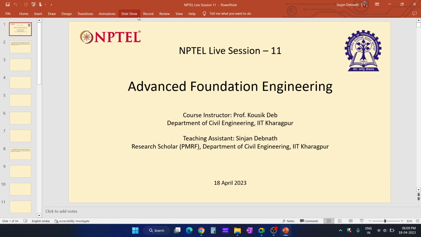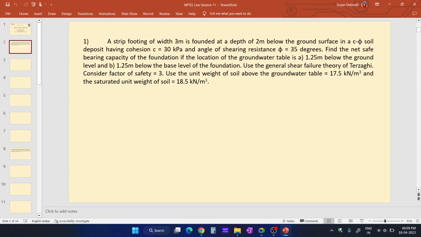So let's go to the first question. Let me read out the question first. A strip footing of width 3 meter is founded at a depth of 2 meter below the ground surface in a c-phi soil deposit having cohesion c equal to 30 kPa and angle of shearing resistance phi equal to 35 degrees.